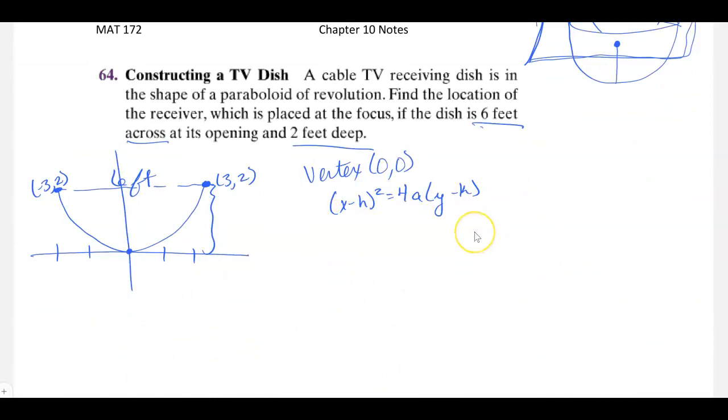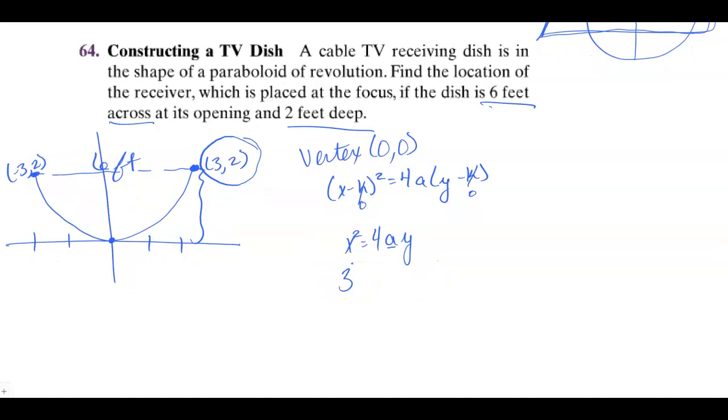So there's our format. We know the vertex is at 0, 0. So if I plug 0, 0 in here, I'm going to have a 0 here and a 0 here. I'm going to have x squared equals 4a times y. Now, to figure out where that focus is going to be, we need to figure out the a value. And that's where the points on the graph are going to come in handy. It's going to be really similar to that last problem that we just did. So we're going to plug in the x coordinate and we're going to plug in the y coordinate.